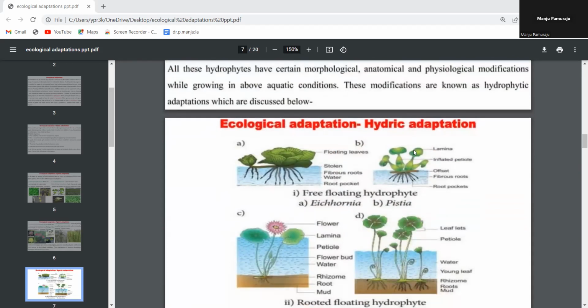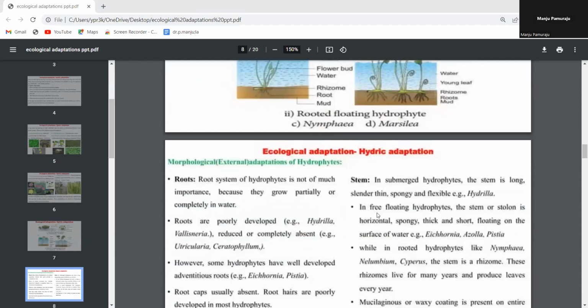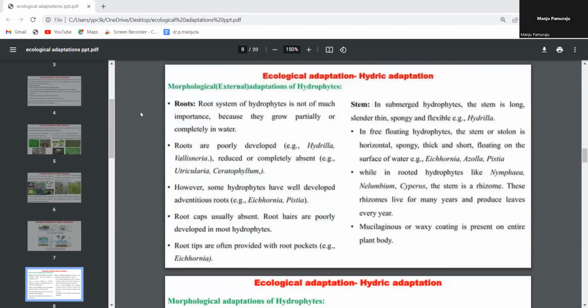So that is the ecological adaptations of hydrophytes. What are the adaptations that have taken place in these hydrophytes? First, morphological adaptations. Next, anatomical adaptations and physiological adaptations. The first one is the morphological adaptations of hydrophytes. When we describe the plant, we go from root to fruit.